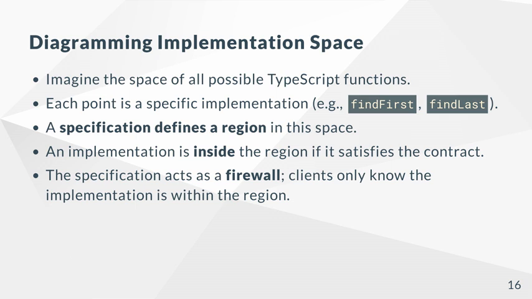To visualize how specifications work, imagine a vast space containing every possible TypeScript function implementation. Each individual point in this space represents a specific piece of code, such as the findFirst or findLast implementations we discussed earlier. A specification acts as a boundary, defining a specific region within this space. If a function's behavior satisfies the precondition implies postcondition contract, it sits inside that region. If it doesn't fit, it's outside.